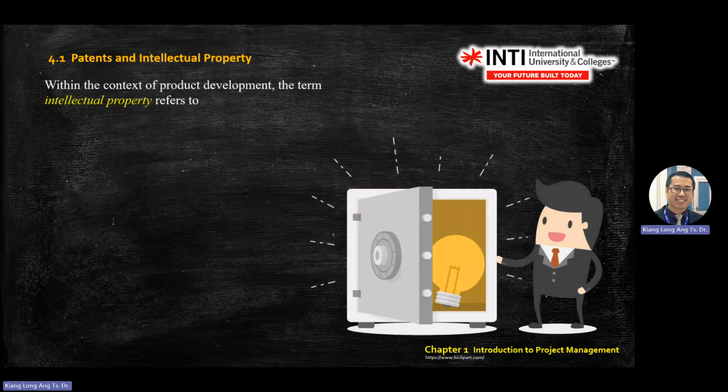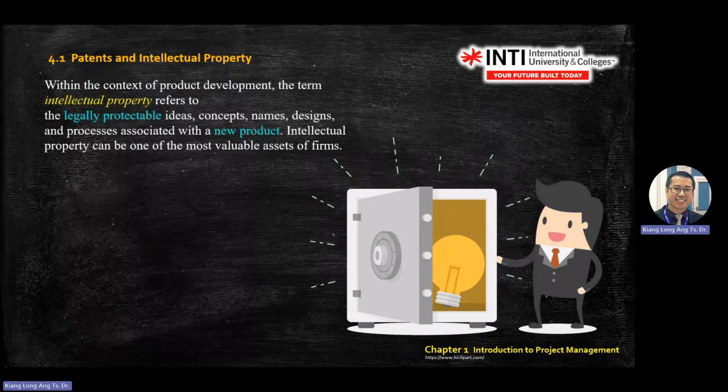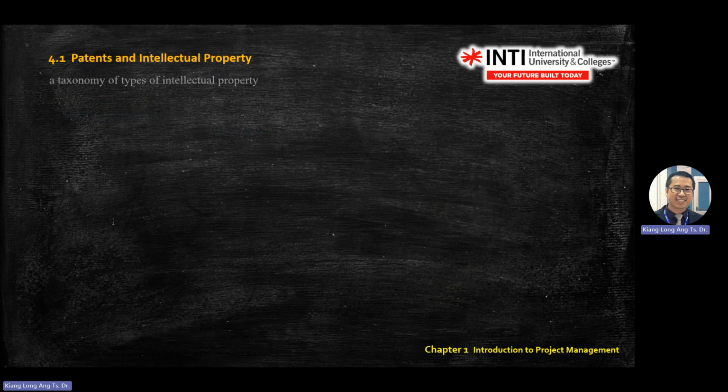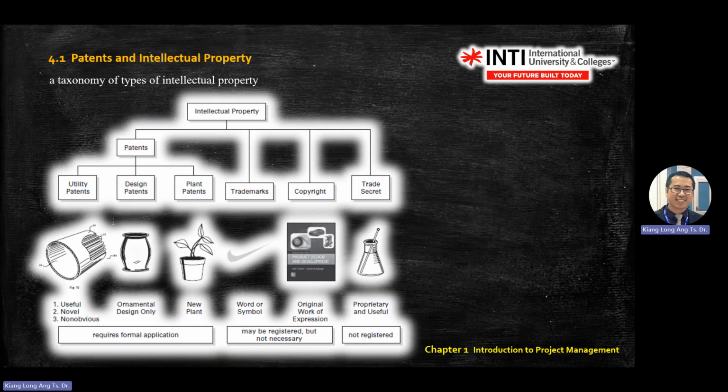Okay, I'll give you the summary of this one. What is IP? Okay, IP, intellectual property, has a few groups. Patents can split into 3. Then trademarks, copyright, and trade secret. Patents: utility, design, and plant. So as you can see from this illustration, under patents, there are 3 main families.